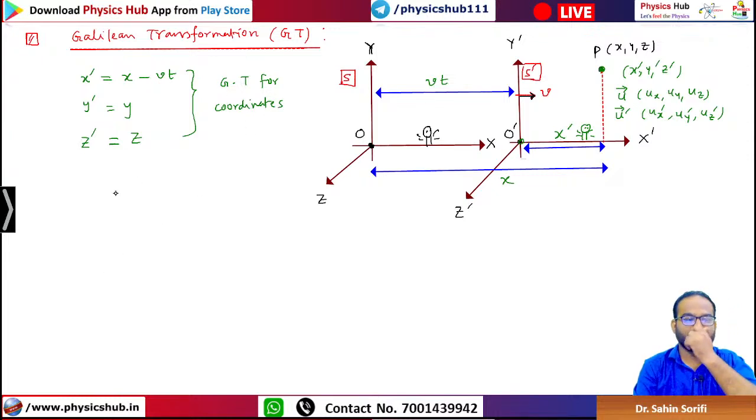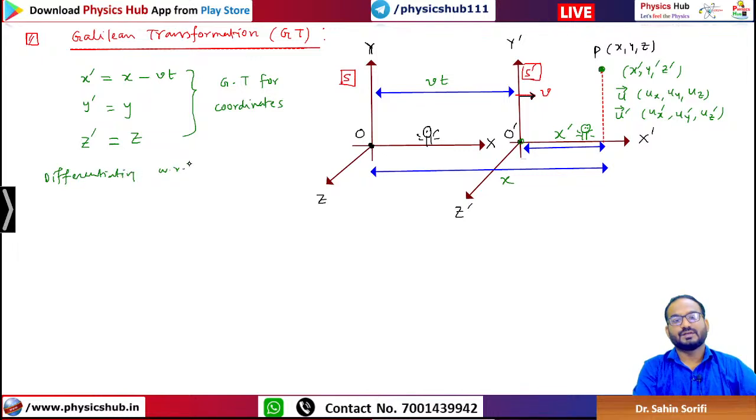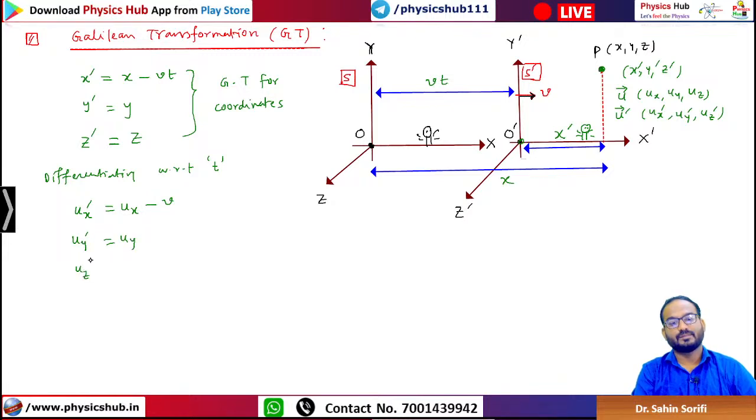So this is GT for coordinates. Now if you take the derivative, differentiating with respect to time, what you get is dx prime by dt. So dx prime by dt is ux prime, right? If you take the derivative of the x coordinate, this will give you the x component of the velocity, right? So ux prime is equal to ux minus v, uy prime will be uy, and uz prime will be uz.